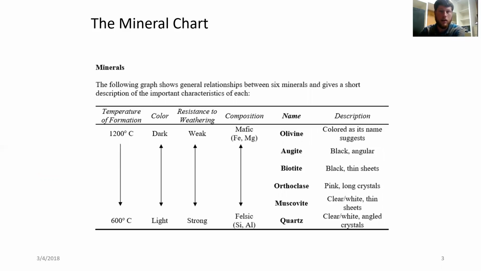Looking closely at the mineral chart here, we can start to see a little bit more about what's going on and think about the implications of the relationships that this table is showing. On this table, we can see 6 different types of mineral, as well as several of the factors that go into their composition and creation. As we look, we can see these darker minerals were formed at a higher temperature, are a bit weaker to weathering, and have a bit more of a mafic composition. If we look on the right side, we can also see actual physical descriptions of each mineral. These will be important in a few minutes.